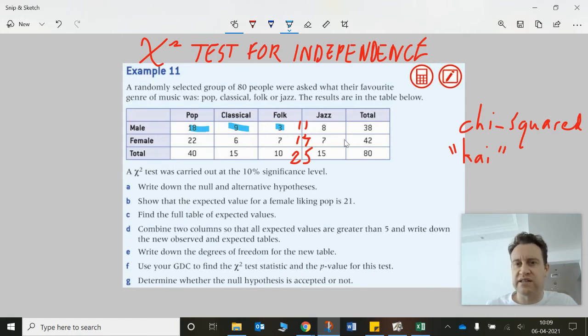Now, the way to get that is to do the number of rows take away 1, times by the number of columns take away 1, which is obviously 4 take away 1, times by 2 take away 1, which is 3. Now, that's for this one, but when we collapse these 2 columns here, then in fact, we'll only have 2 degrees of freedom. So 3 take away 1 times by 2 take away 1, which gives us 2.